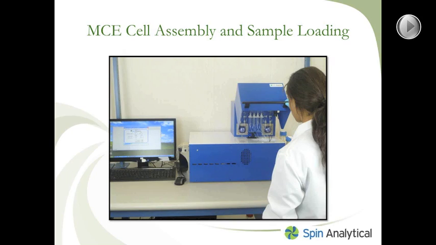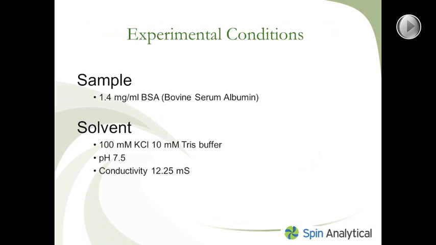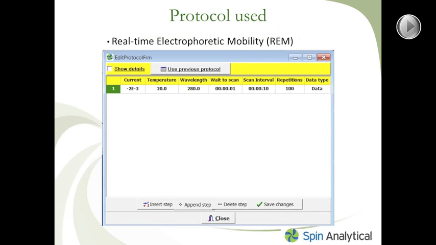So in this case, the sample is 1.4 mg per mil bovine serum albumin, and we're running it in 100 millimolar KCl, 10 millimolar Tris, pH 7.5, a measured conductance of 12.5 millisiemens. You can set up a protocol quite simply.